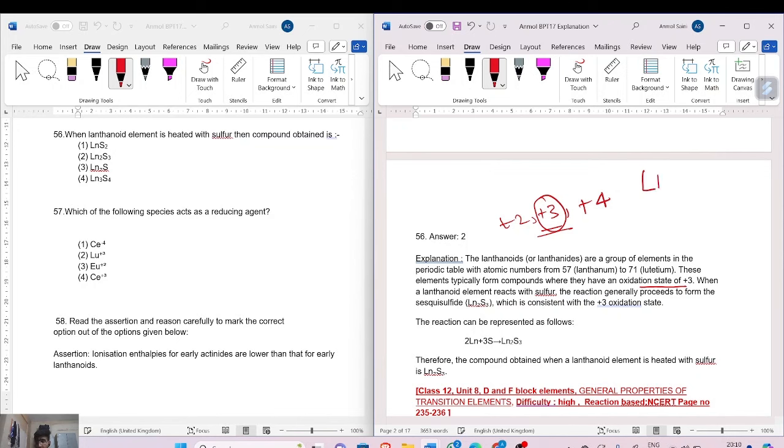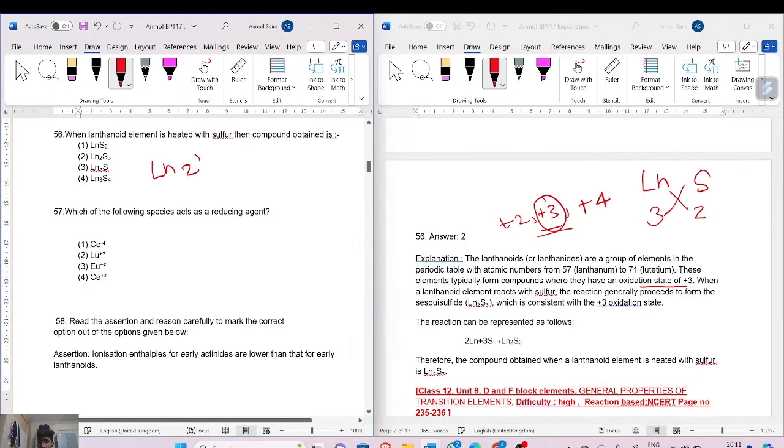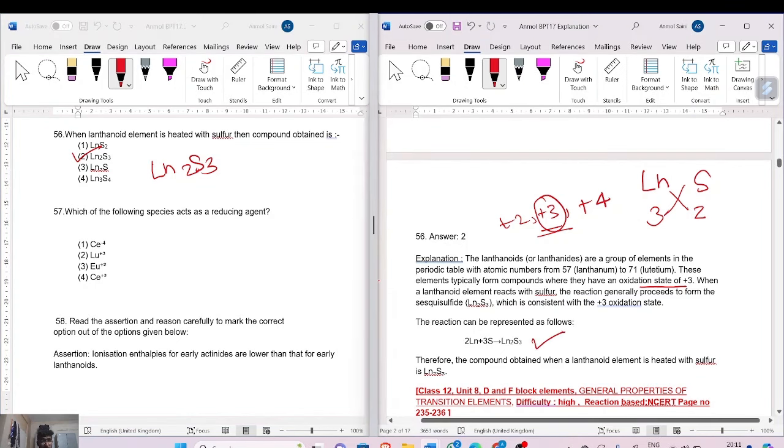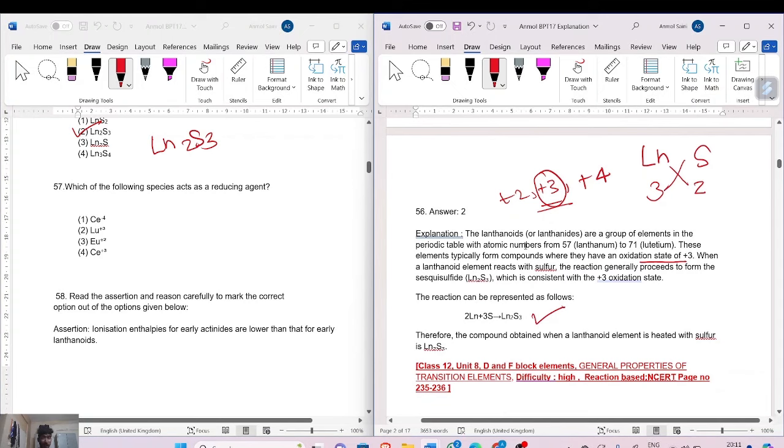So we can simply write Ln, then 3, and then sulfur. Generally the oxidation state of sulfur is 2. So we can simply cross multiply and we will get the formula. What will we get? Ln2S3. Option 2 is correct. This is the shortcut trick for making the formula.